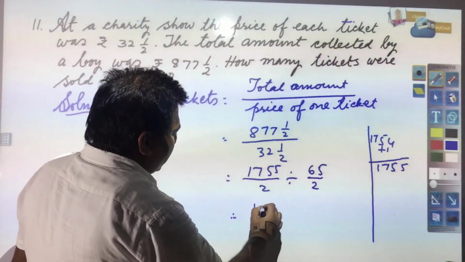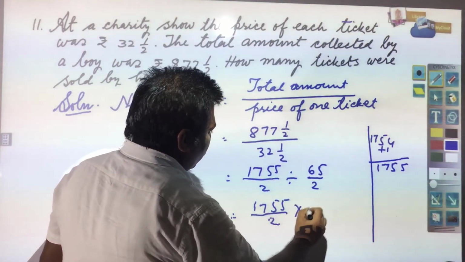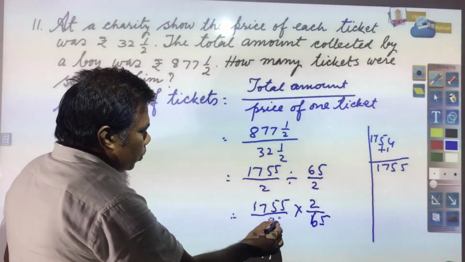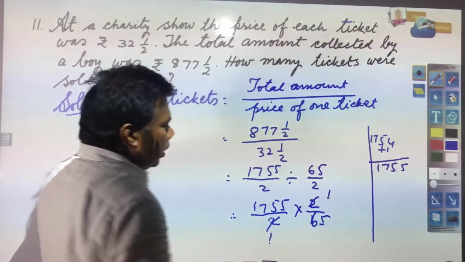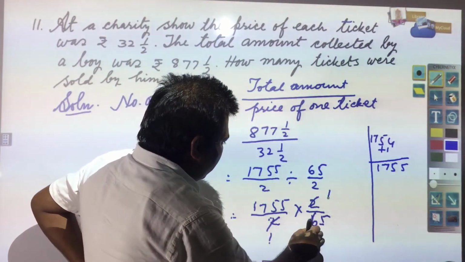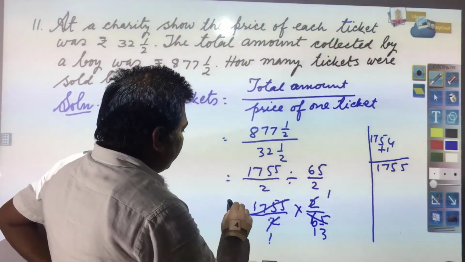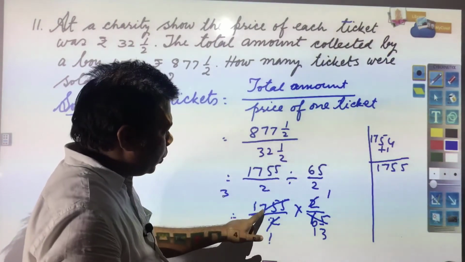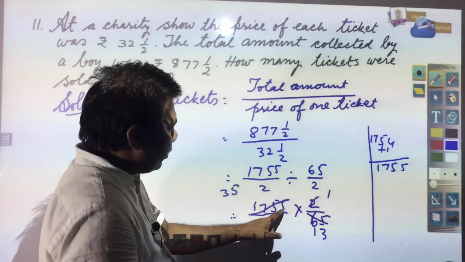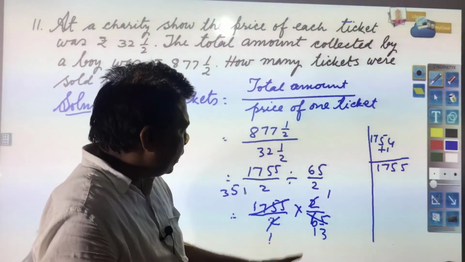Now, 1755 divided by 2 into 2 by 65. 2 and 2 got cancelled. You cancel this, I think this will be 5 ones are 5, 5 threes are 15, 5 threes are 15, 2 you have left, 25, 5 fives are 25 and 5 ones are 5. Now, you have 351 by 13.